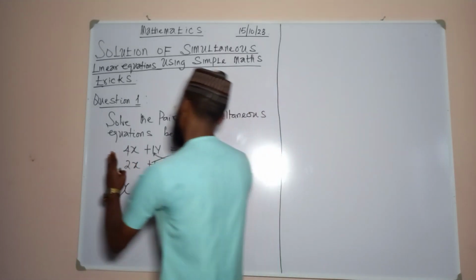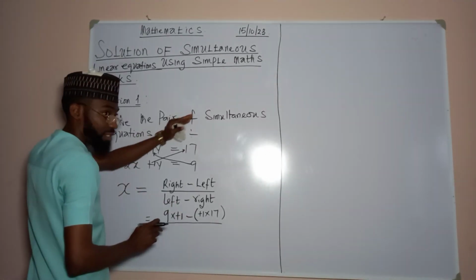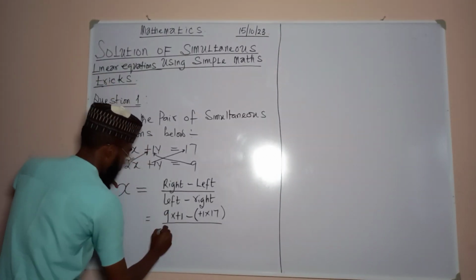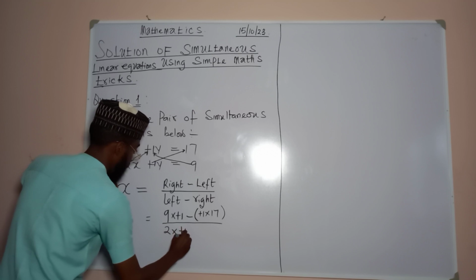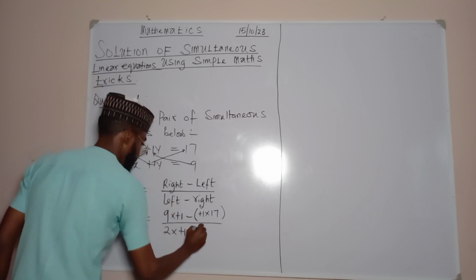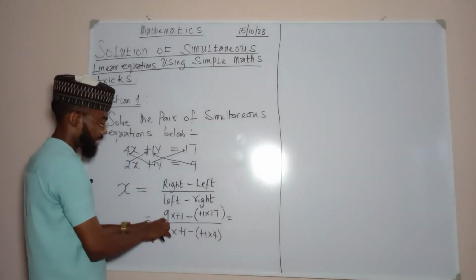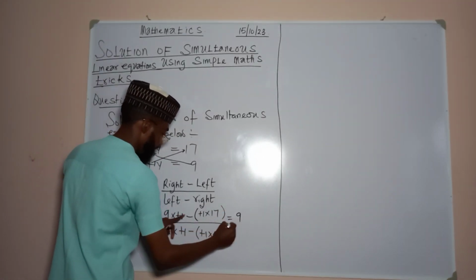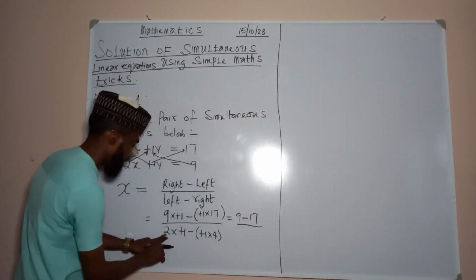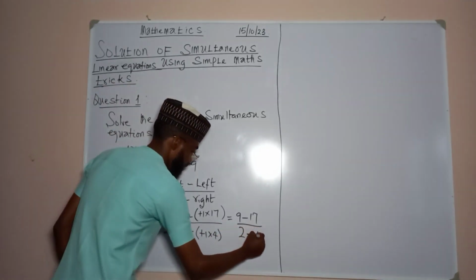Now, you shift to this other section, and for the denominator, you are going to do left, the coefficients of those variables here, 2 and plus 1. So I'm going to have 2 times plus 1 minus your right diagonal as well, plus 1 times 4. You can quickly work this out. 9 times plus 1 is 9. Then you have your minus. 1 times 17 is 17. All over 2 times 1 is 2. Minus 1 times 4 is 4.